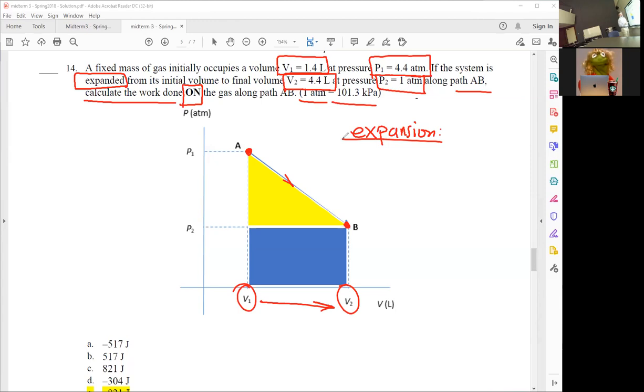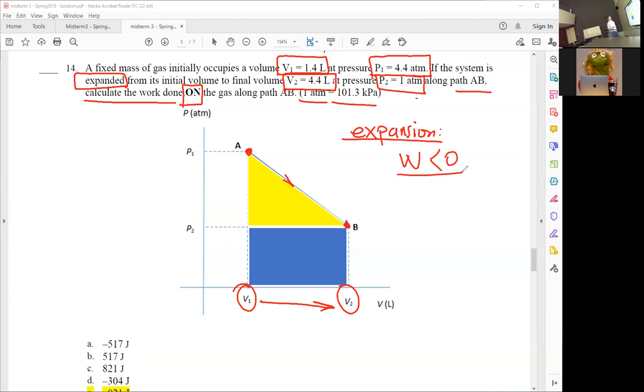I'm dealing with an expansion, which means the work should be counted as, can you tell me, positive or negative? So if I'm dealing with the expansion, can you remind me, guys? Yes, Tanya, negative. Very good. So here, because it's an expansion, work will be negative.